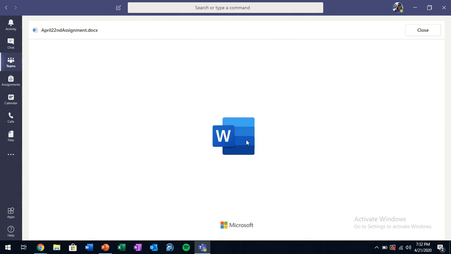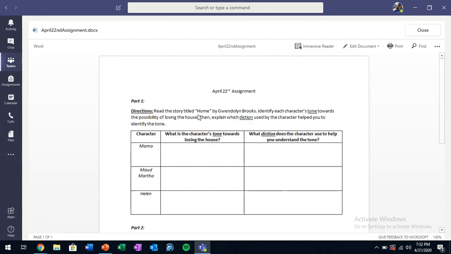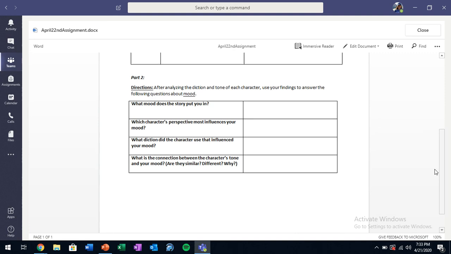And basically, you're going to be looking at the plot or the problem in the story, and you're going to be telling me what is each character's tone towards the problem. And then what is the diction that you notice that helps you figure out that tone? So, what's the character's tone? You have three characters in the story. What's their tone towards the problem in the story? And then what diction helps you figure out the tone? So, you're going to actually put quotes here, like what words stood out that helped you figure out what their tone was. And then down here, you're going to do mood.